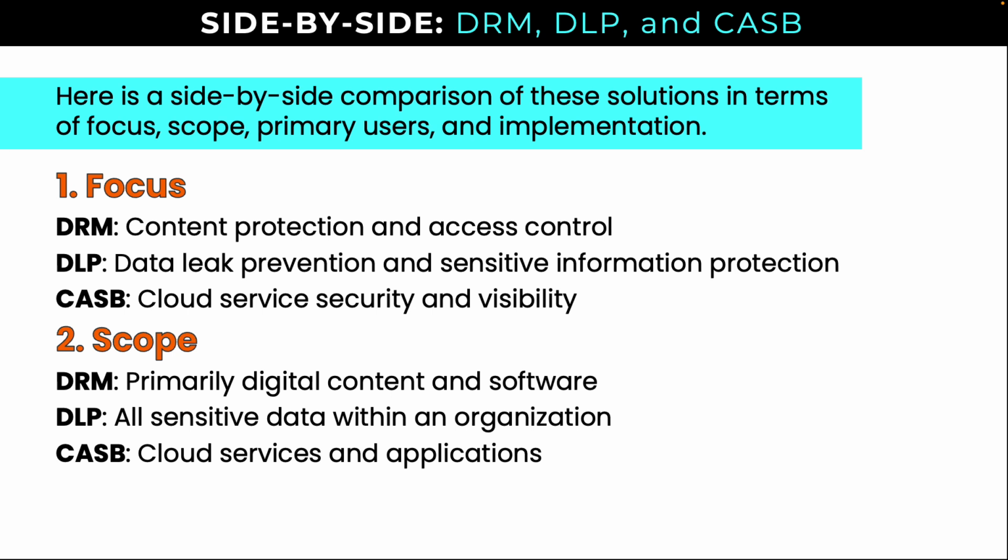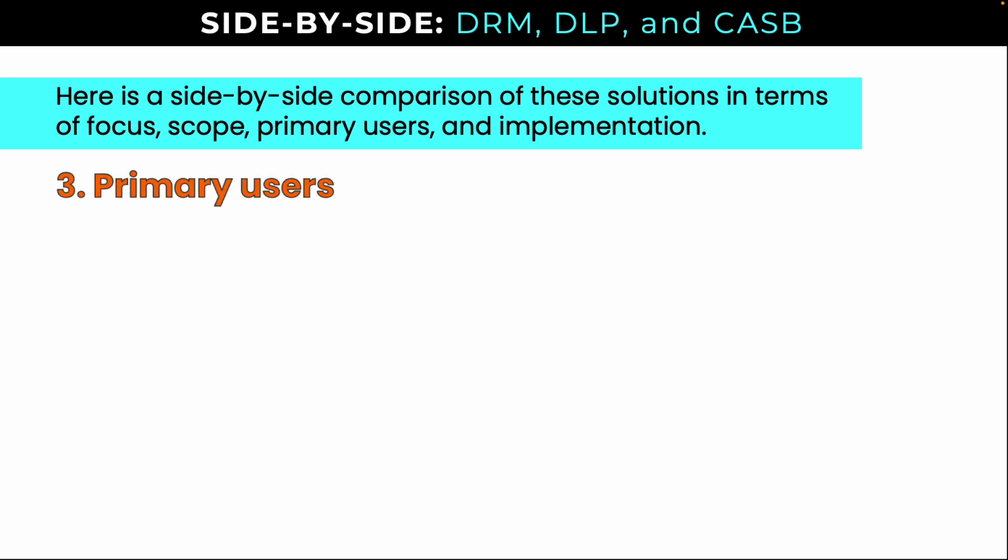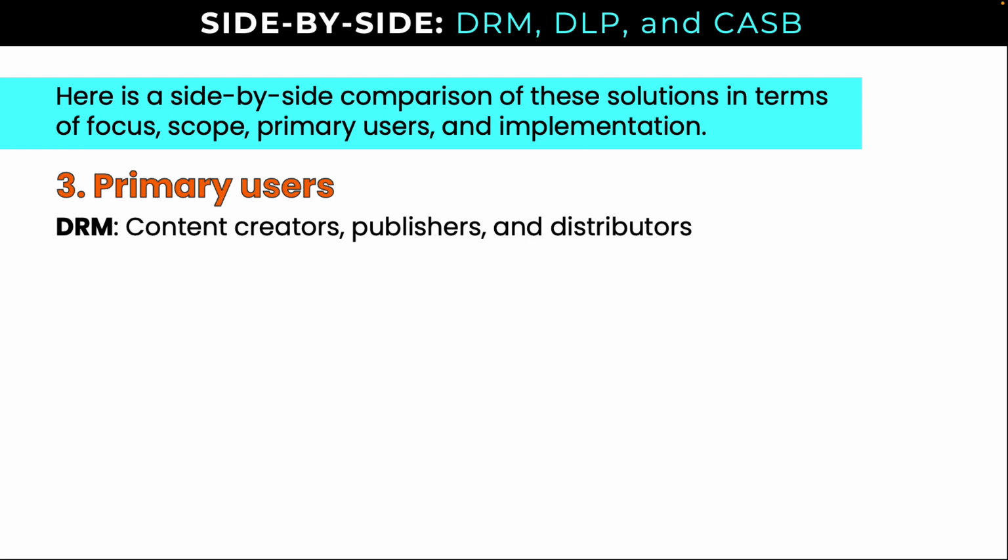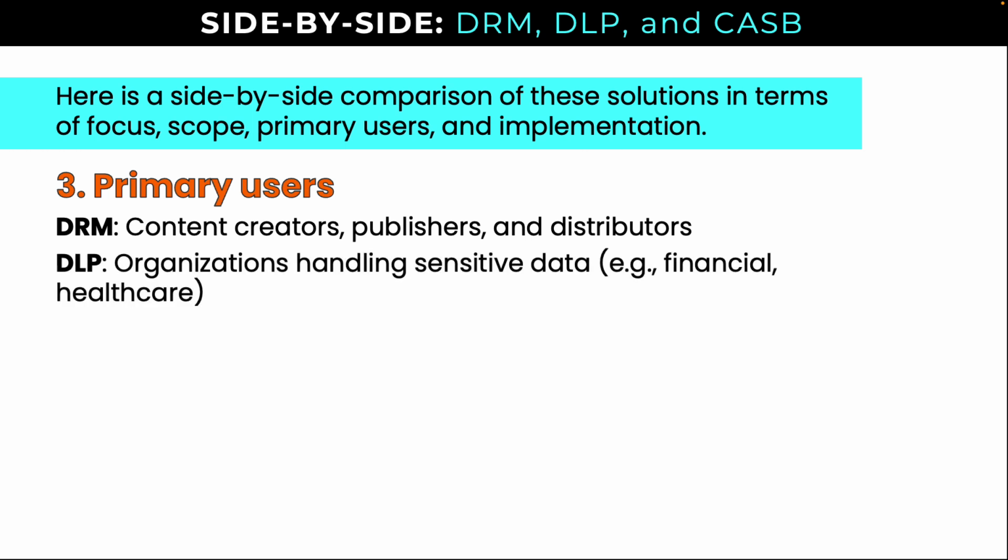I see cloud service scenarios with CASB typically revolving around document content that we're trying to keep in specific repositories and not being exfiltrated, leaked into Box or Dropbox or other third-party repositories. So your primary users with DRM, it's going to be content creators, publishers, distributors. We don't really see DRM in the enterprise much. DLP will be organizations handling sensitive data of all kinds. DLP is pervasive in the enterprise today, and in small and medium business for that matter. It's pretty common to see it as well.